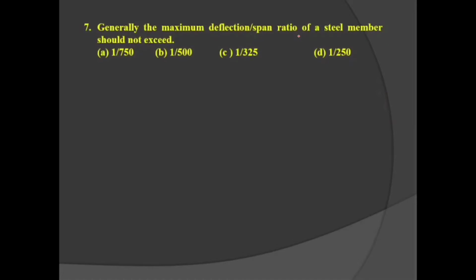Now question number 7. Generally the maximum deflection to span ratio, L by D ratio, for a steel member should not exceed, and as we know, as per the working stress method, delta maximum shall not be more than L divided by 325 or 300, but here that option is not given, so option C is correct, 1 by 325.